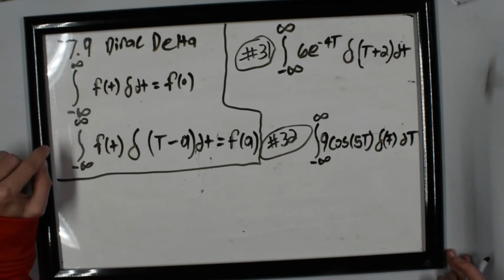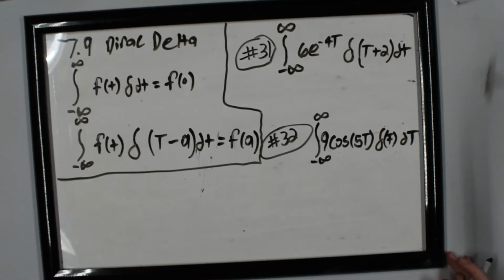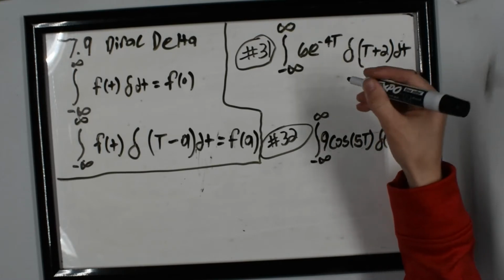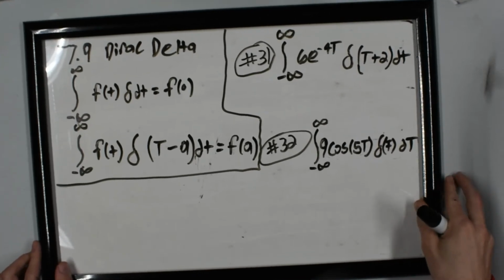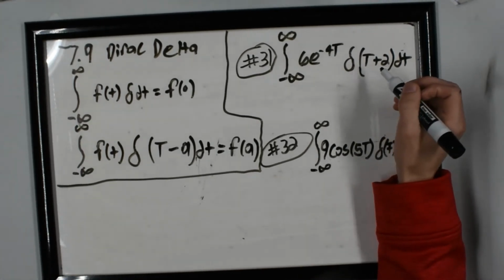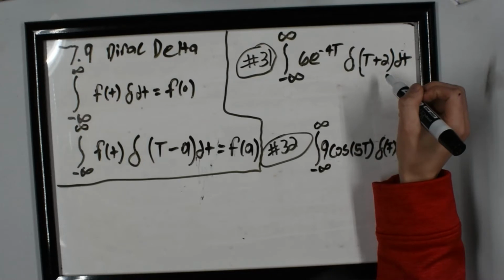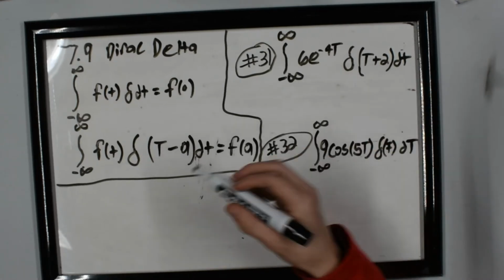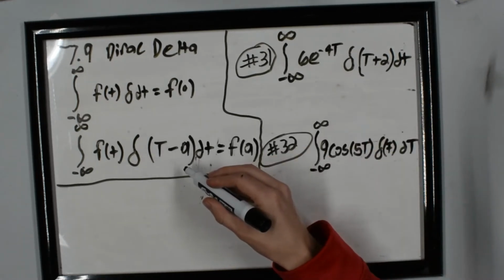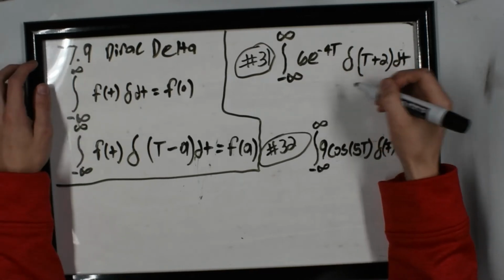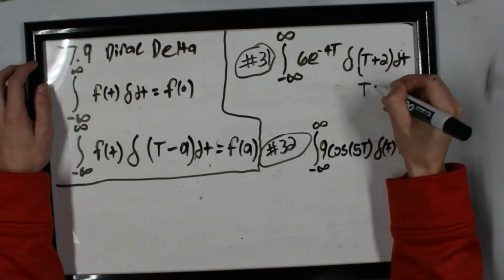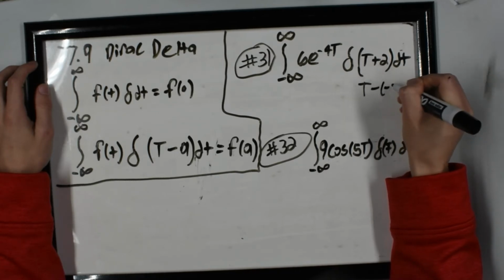Okay, so let's do an example here. On number 31, this should be pretty similar to your number 31. We're given a Dirac delta function with t plus 2. So it's in this form, but we need to realize that it's t plus 2, not t minus 2. So we need to change it into t minus 2. So I'm just going to do this here. So t minus negative 2 dt. And then all the regular stuff just stays the same.